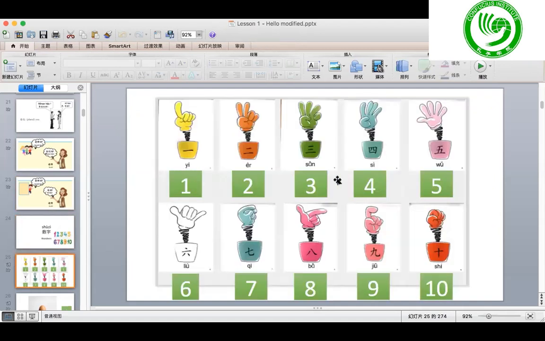And look at this picture. Here are the numbers from 1 to 10. And also, you can see what are these. These are the gestures for the numbers from 1 to 10. Okay, and here are the characters. And here are the pinyin. Okay, now let's get it started.